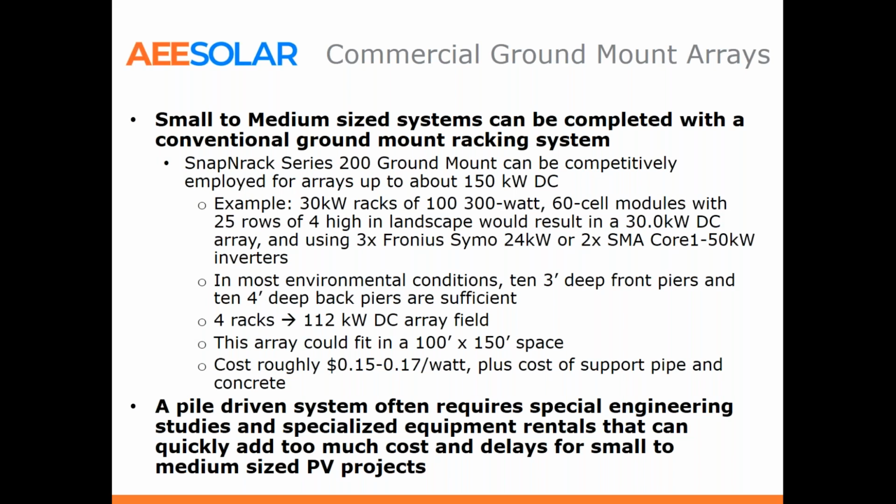So in most environmental conditions, we can do 3-foot deep front piers with a brace system, 4-foot deep piers in the back, and that's sufficient to do that. 4 racks could easily do 100 to 120 kW array field, and that would fit into 100 by 150 foot space. About 15 cents to 17 cents a watt. Plus, you need to consider the cost of your support pipe and concrete.